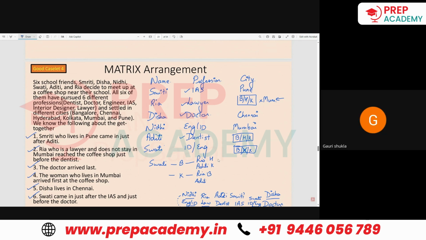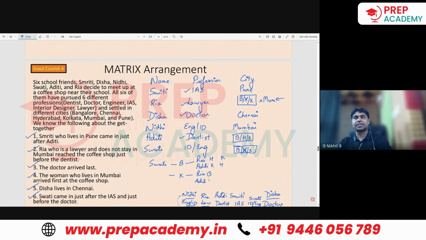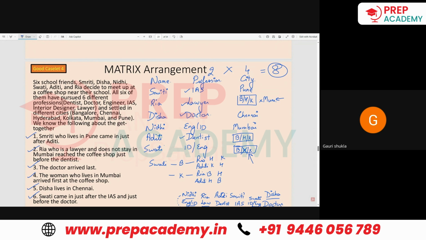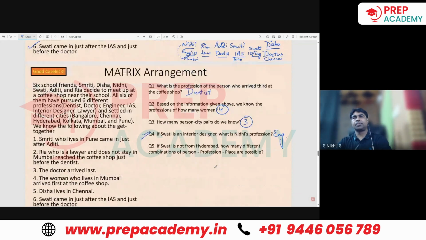It can be vice versa as well, na? Yes. Bangalore and Hyderabad, Hyderabad and Bangalore. Okay. So we have 4 cases if Swati is from just by the city thing. So we have 4 cases by the city thing, and we have 2 cases by the profession thing. So in total, how many cases are there? There will be 8 cases. Understood now? Yes, sir. Okay. So 8 cases would be our answer.